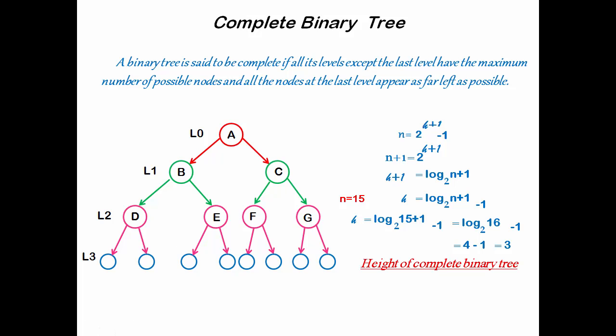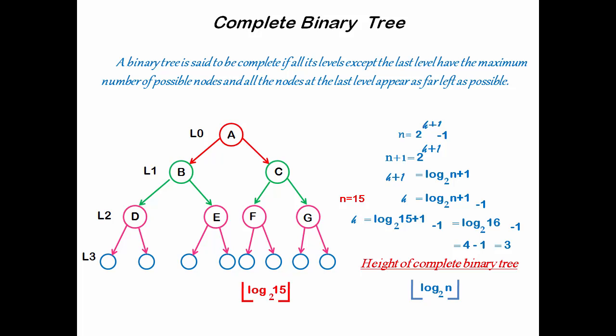Height of a complete binary tree can be calculated as floor of log n base 2. Perfect binary tree is also a complete binary tree. So for a perfect binary tree, we can also apply this logic. Here n equals 15.